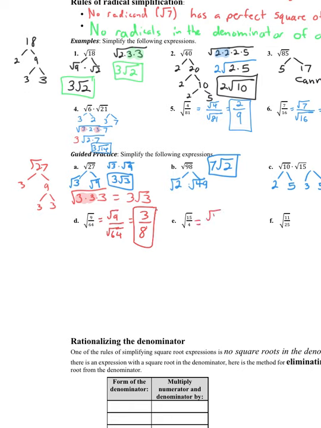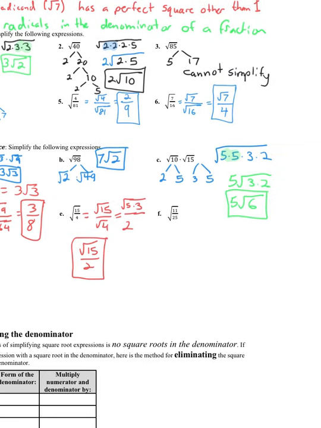Part E, square root of 15 over square root of 4. Well, square root of 4 is going to be 2. Square root of 15 can break down to 5 times 3. Unfortunately, that's not going to simplify, so this is going to be root 15 over 2.